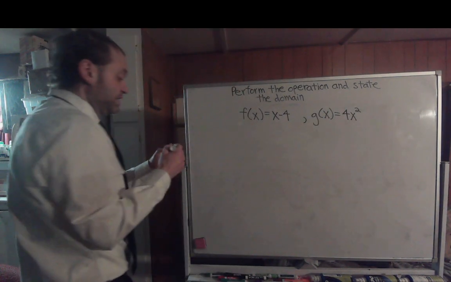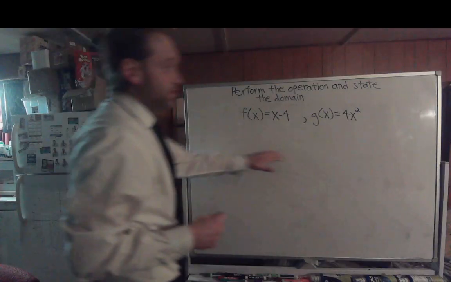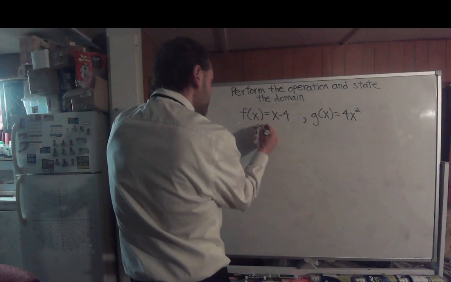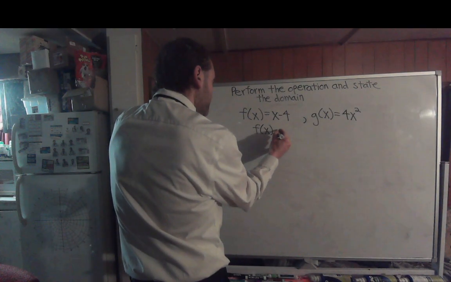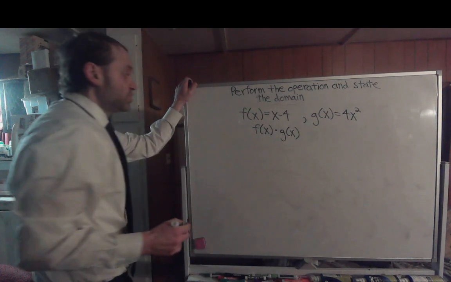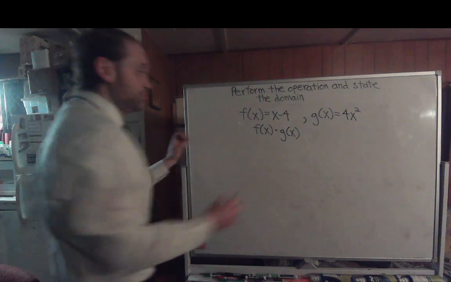F of x equals x minus 4, g of x equals 4x squared. We are once again being asked to find f of x times g of x. So we are going to take f of x times g of x.